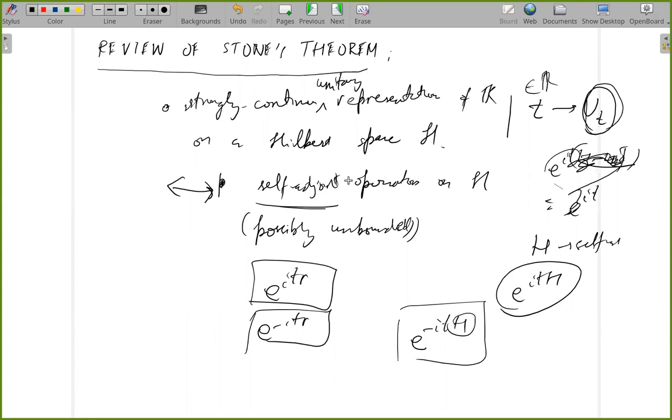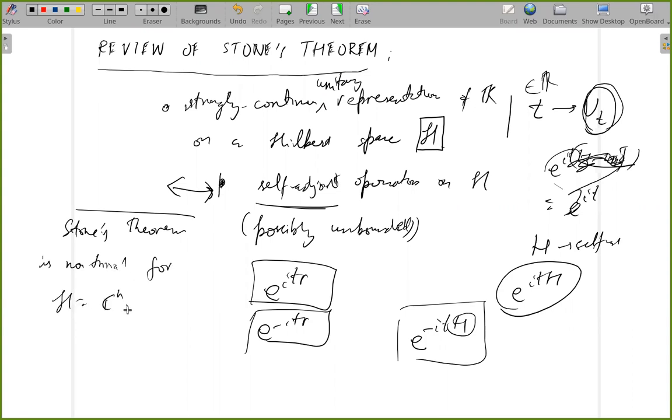But the key idea I want to stress is that even if H is finite dimensional, this is a non-trivial theorem. Stone's theorem is non-trivial even for matrices, I would say. So finite dimensional unitary representations of R is non-trivial for H equals, let's say, C to the N.